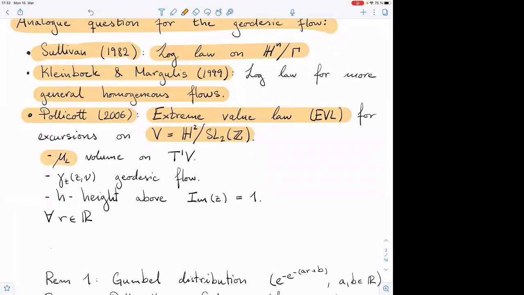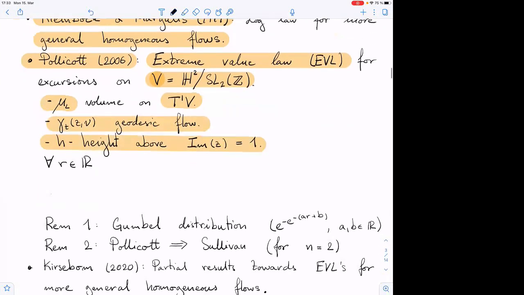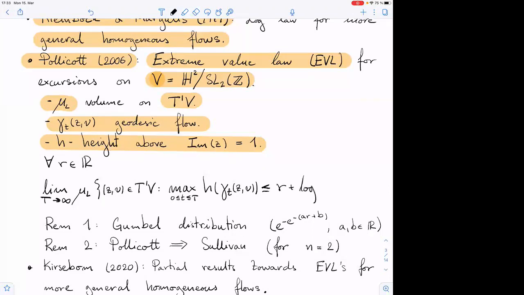In this theorem, μ is the natural volume measure on the unit tangent bundle of what I call V here. γ_t is the geodesic flow starting at z with direction vector v. And h is the height above the horizontal line with imaginary value equal to 1. With this notation, what Pollicott proved was that for all r in R, the following limit holds. If we take the limit T going to infinity, this measure of the set of points in the unit tangent bundle of V, if we consider the maximum over all times t between 0 and capital T of the height of the geodesic flow at time t, and we ask when this is less than r plus log T. So log T is here.